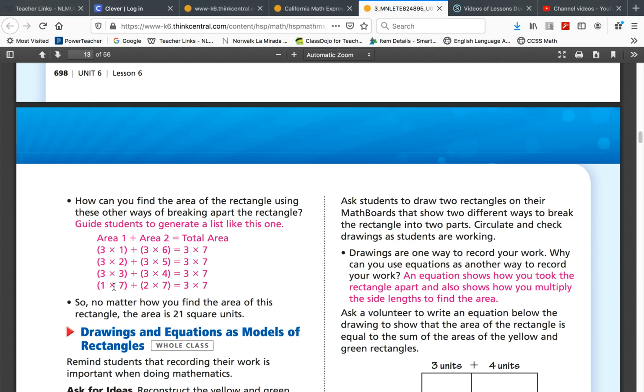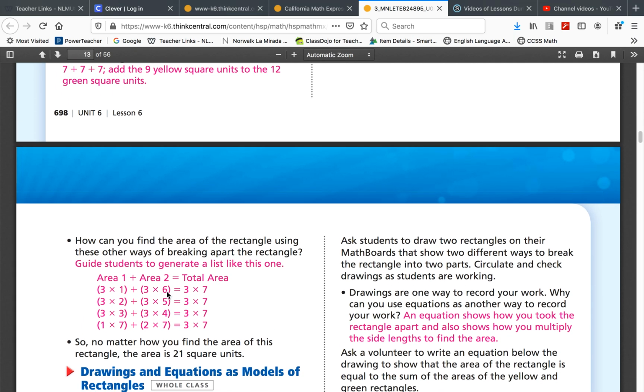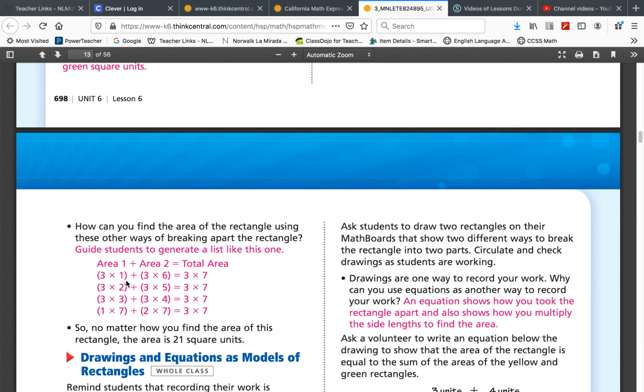This shows the different ways that you could divide the rectangle above. 3 rows of 1 plus 3 rows of 6 is the same as 3 rows of 7 because 1 plus 6 equals 7. 3 rows of 2 plus 3 rows of 5 is the same as 3 rows of 7 because 2 plus 5 equals 7.